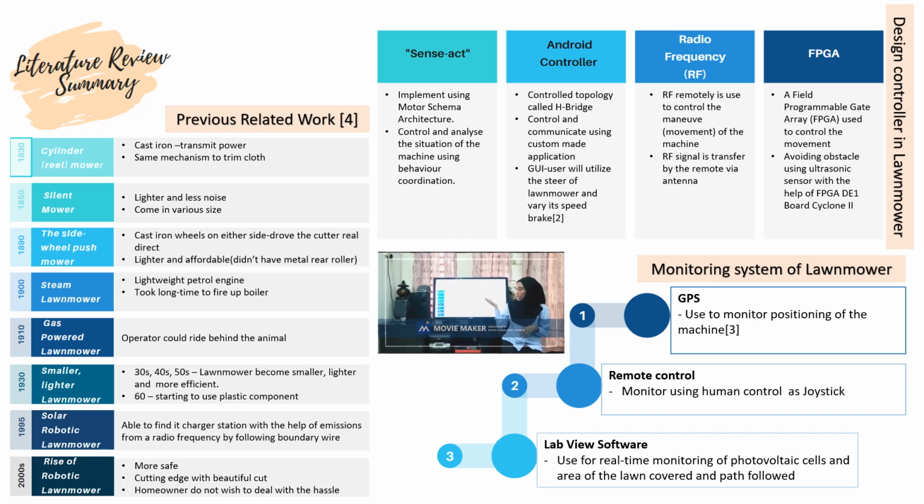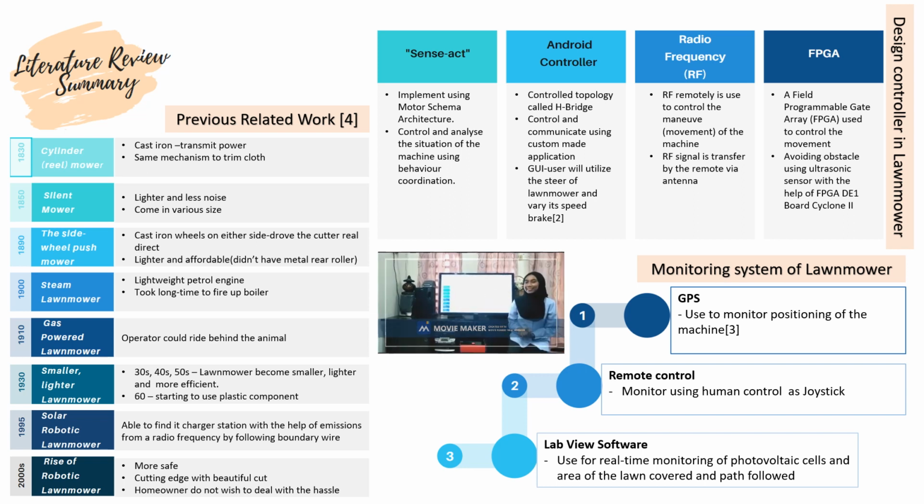push mower was created with cast iron wheels on either side that drove the cutter wheel directly, which was lighter and more affordable. Later, the steam-powered mower was created with a liquid petrol engine, but as I said before, it takes too long to fire up the boiler.